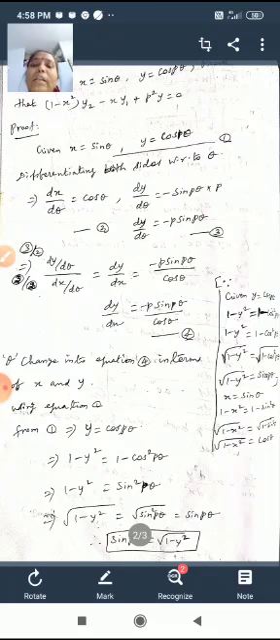Again, we have to differentiate the given terms. x = sin θ, y = cos pθ is equation number 1. We take equation number 1 and differentiate both sides with respect to θ.